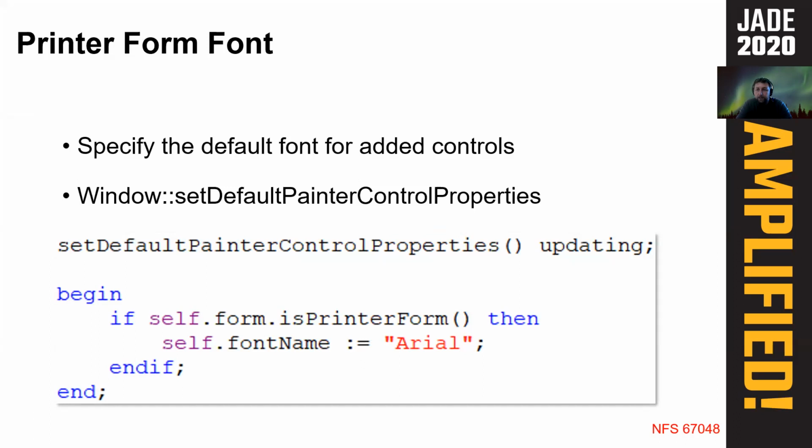In earlier JADE releases, style form controls were given the default hard-coded font, which was Arial for JADE 7.1 and Tahoma for JADE 2016. In JADE 2020, you can now specify the default font that is to be used when adding a control field from this style form. The window method setDefaultPainterControlProperties is provided for you to re-implement on your custom controls, so you can specify the default font.